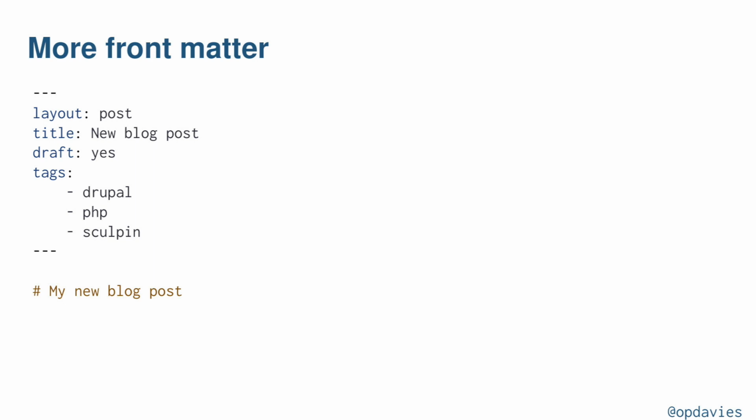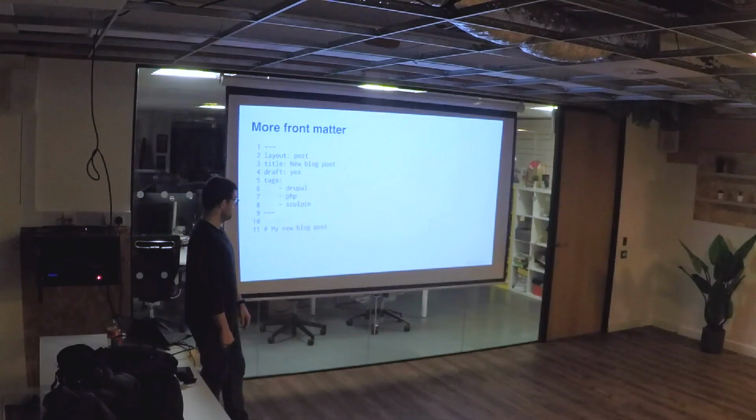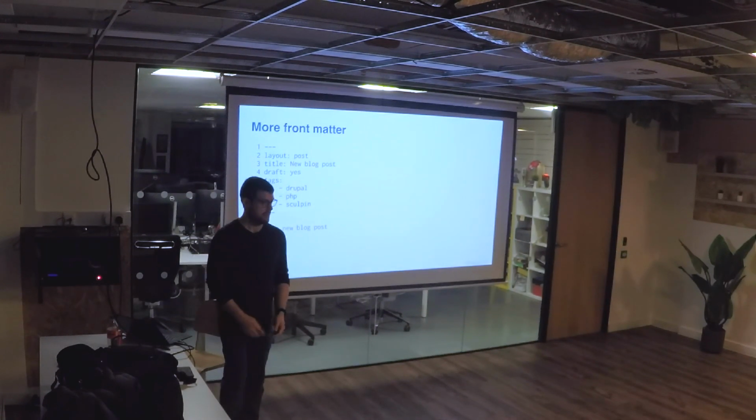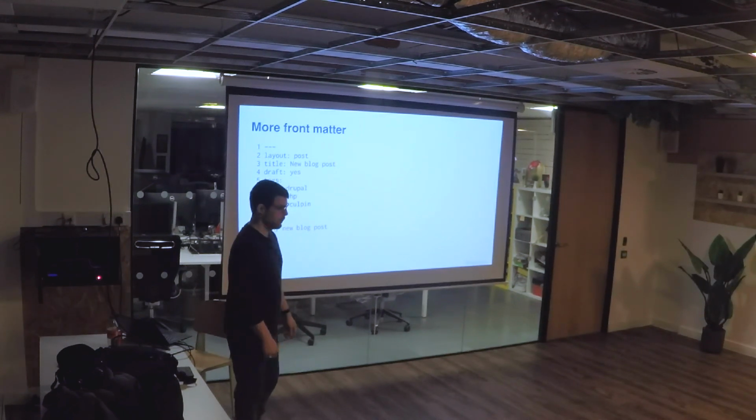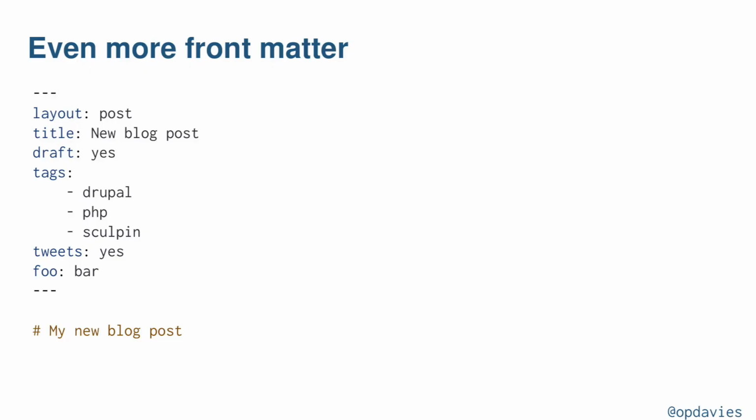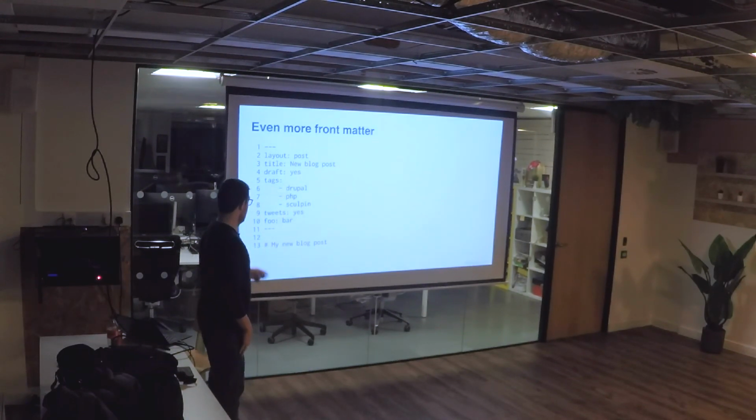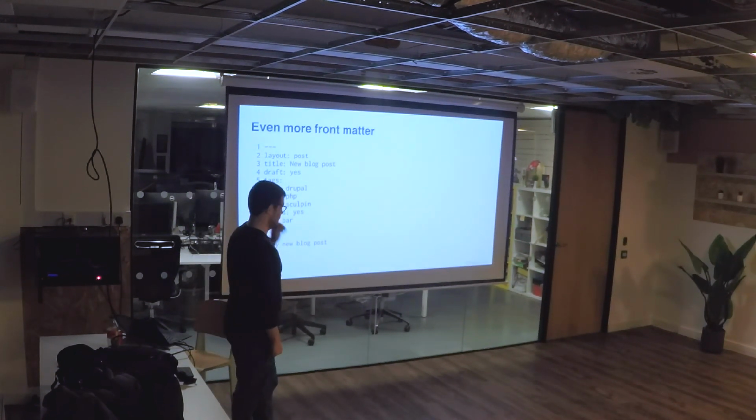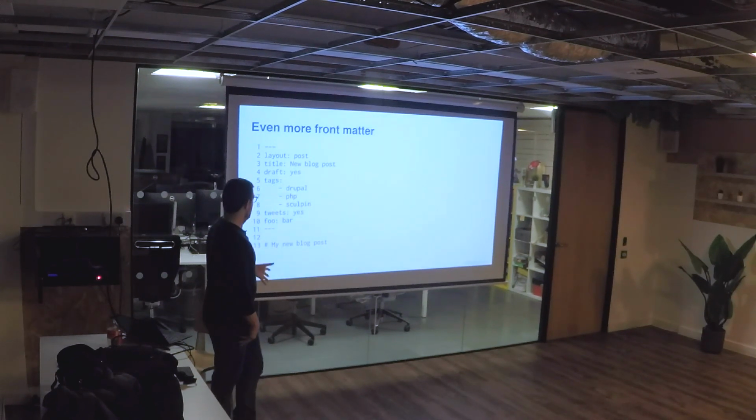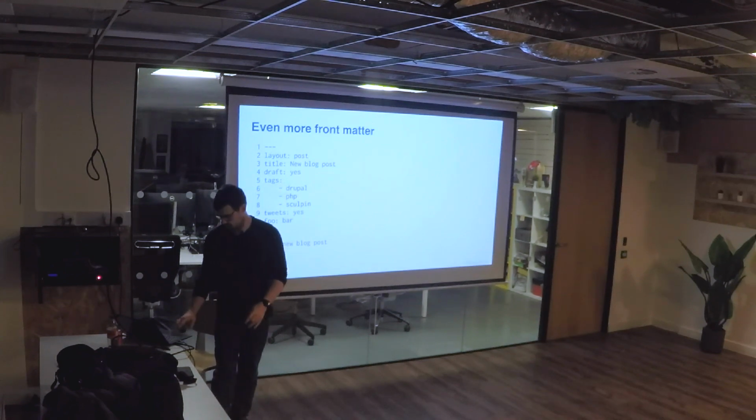We have more front matter, so we can also put tags on it. So it's just a list of strings. Say whether this one's tagged with Drupal, PHP, and Sculpin, and we can have even more front matter. The point is we can add whatever we want in this top section of the file. So now you can say there's tweets, and then we can say foosbar, and whatever else we want to put in here. This is completely up to you to put whatever you need to in your site configuration or your page template or whatever. So up to you.